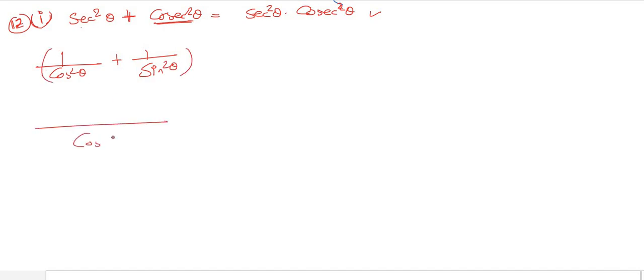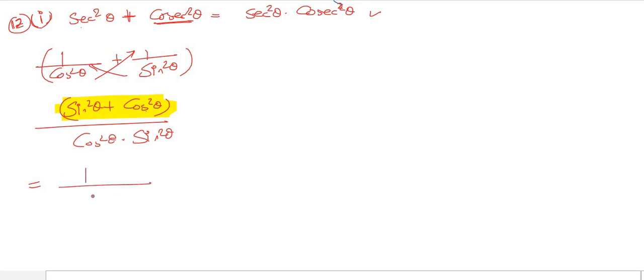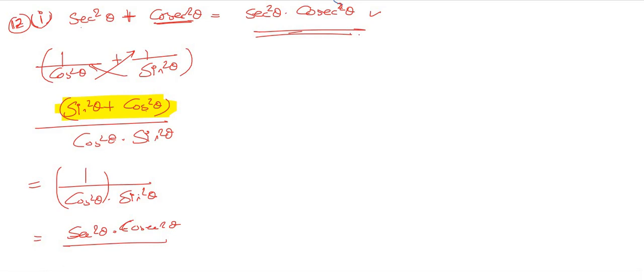What is LCM? Can I take cos square into sin square? Correct? So when we take LCM, this into this, this into this, it will be sin square theta plus cos square theta. And what is sin square plus cos square? Everybody knows it. This is nothing but 1. So 1 by cos square into sin square. Okay. And what is 1 by cos square? Is sec square. And what is 1 by sin square? Cosec square. So hence proved.